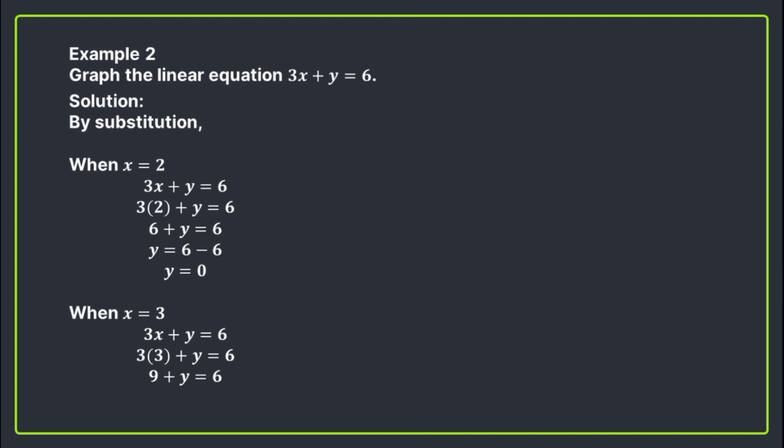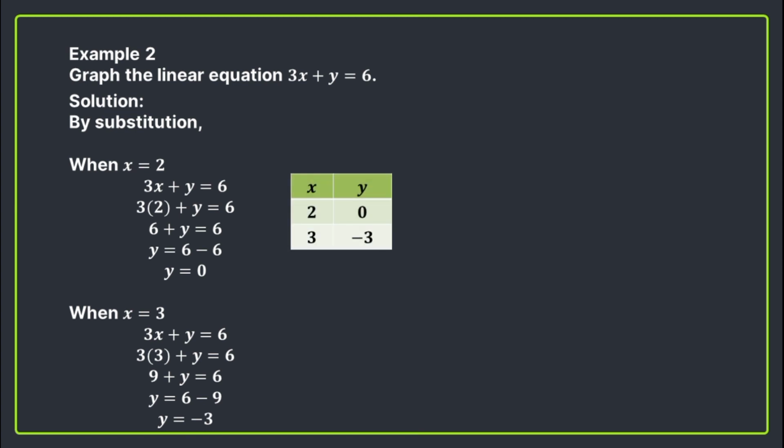And then we will use the subtraction property of equality by subtracting both sides by 9, so that what will remain at the left side is y. Then 6 minus 9 is equal to negative 3, so y is equal to negative 3. Therefore, we have 2 points, (2, 0) and (3, negative 3).